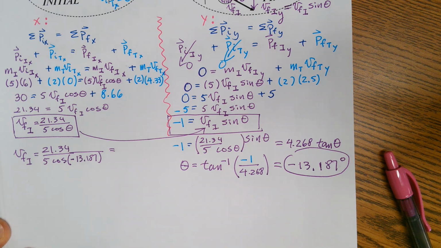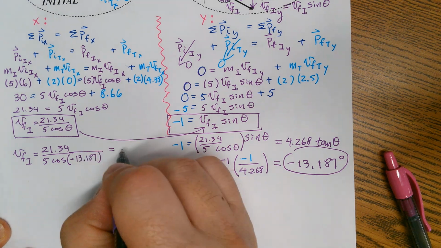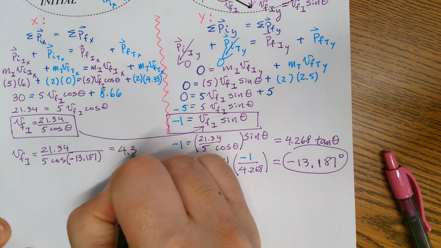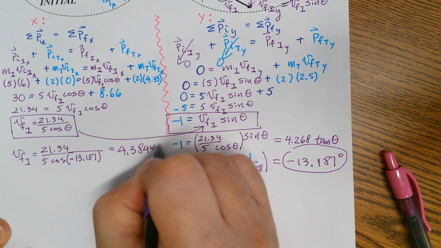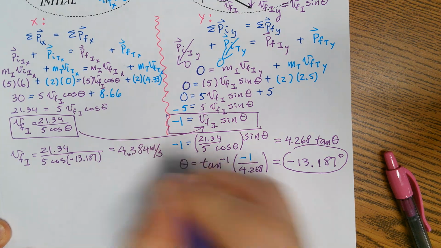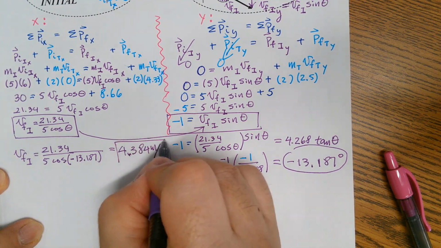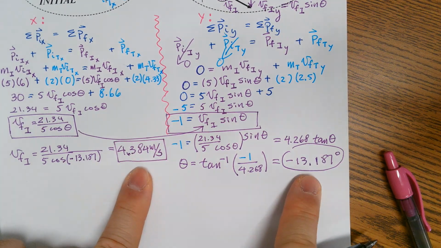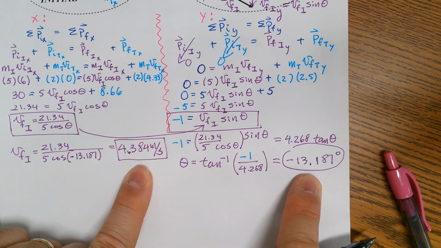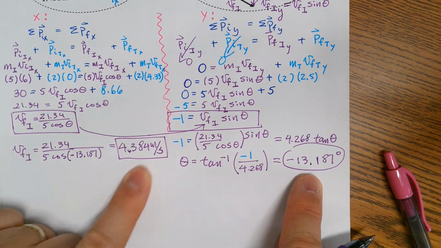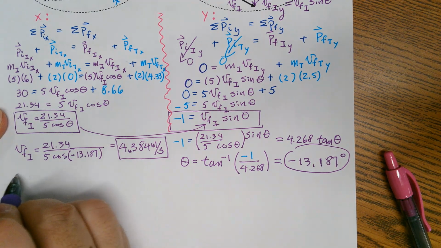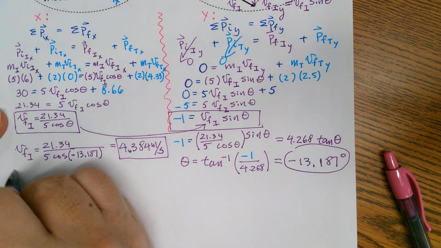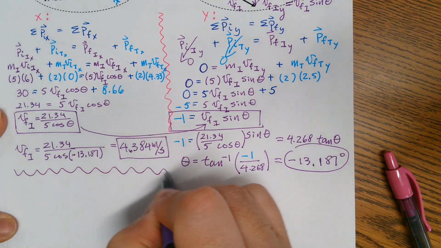What you got? 4.38 meters per second. Boom. So I got both answers. Now comes the magic. Is it an elastic collision?